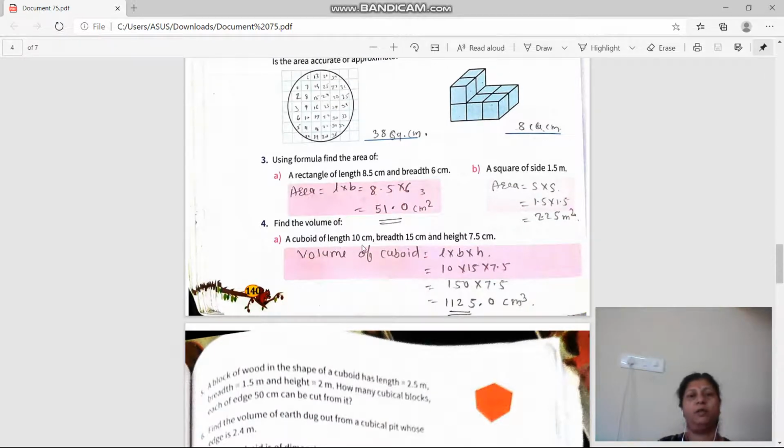Next, a cuboid of length 10 centimeter, breadth 15 centimeter and height 7.5 centimeter. So volume of cuboid is equal to length into breadth into height. So it is 10 into 15 into 7.5, that is 150 multiplied by 7.5. So it is 1125 cubic centimeter. Okay, everyone understand this now? Okay, now next.